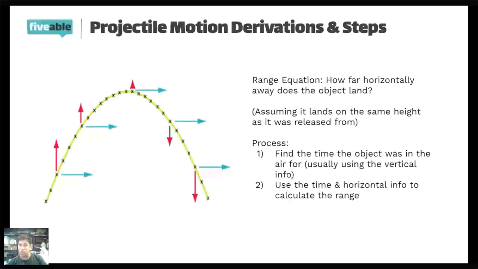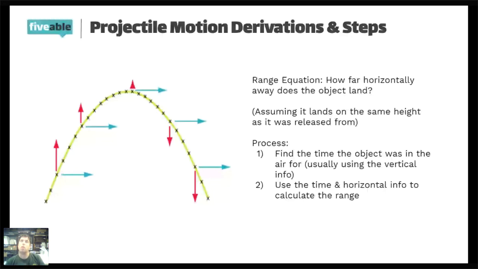Usually, not all the time, but probably 90, 95% of the time, you will use the vertical information, the y equals y naught equation, your initial vertical velocity, and the acceleration g, 10 meters per second squared down. Once you get that, you can use the horizontal information along with that time to figure out the range, because time is the only thing that links the vertical motion to the horizontal motion. They have to occur in the same amount of time.